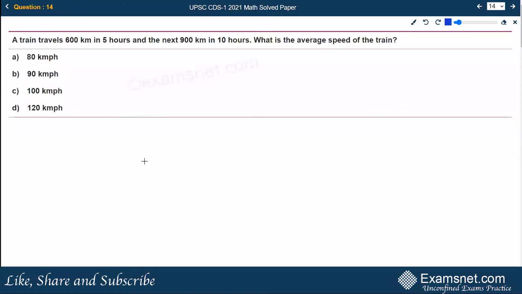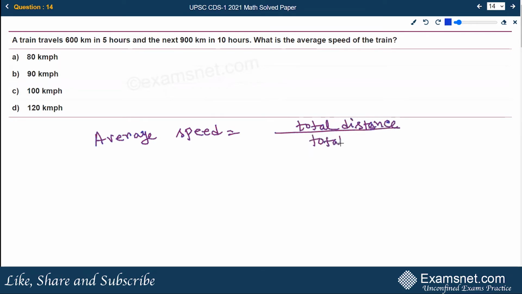In question number 14, we are given with a train travels 600 km in 5 hours and the next 900 km in 10 hours. What is the average speed of the train? So, how can we find the average speed? That is total distance by total time. Okay, that is the formula.